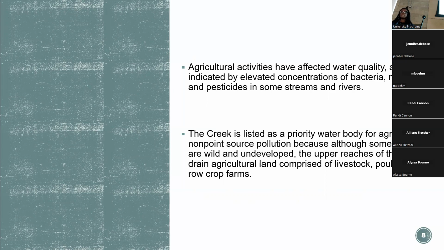And so the creek is listed as a priority water body for agricultural non-point source pollution, because although some sections are wild and undeveloped, the upper reaches of the creek drain agricultural land that's comprised of livestock, poultry, and then row crop farms.